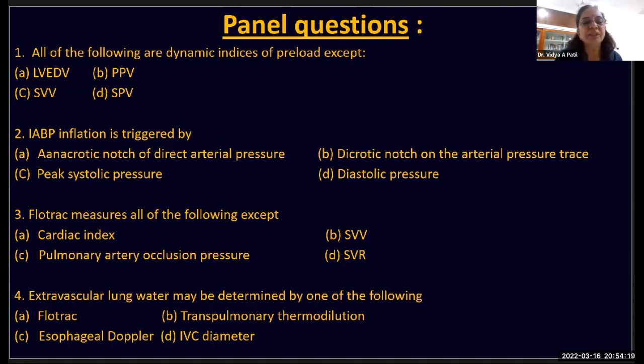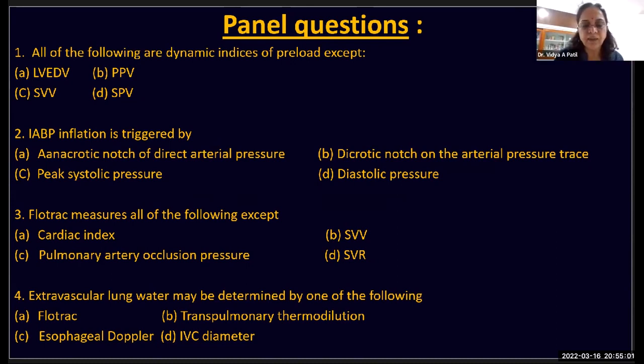The question is: FloTrac measures all of the following except the pulmonary artery occlusion pressure. Right, it doesn't measure the pulmonary artery occlusion pressure. Yes, sir. Because FloTrac is a device attached to the peripheral arterial line, which is used to assess mainly the cardiac output and also the systemic arterial waveforms, and not the pulmonary artery waveform or the occlusion pressure. Absolutely correct. To measure the pulmonary artery occlusion pressure, a pulmonary artery catheter has to be passed through a central venous line. Absolutely.